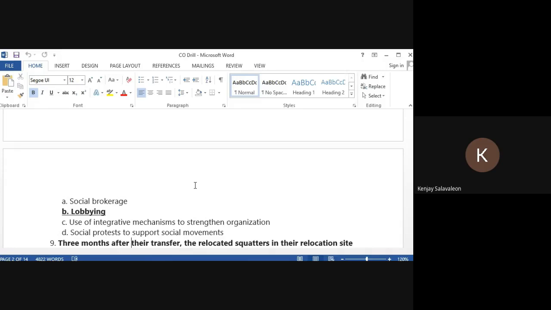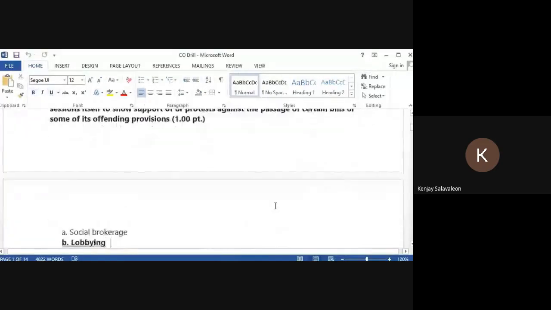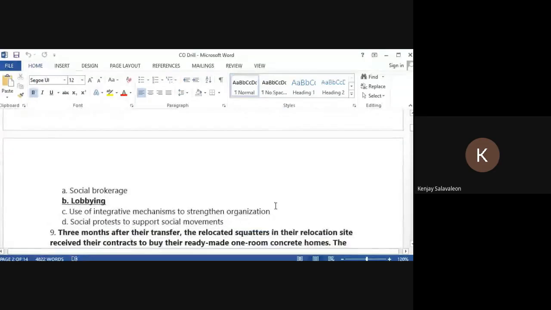Ito yung mas sikat, no? We tend to associate political or socio-economic movements, or yung mas kilala natin sa rally, as social action. It is one of the strategies, no? Marami pang ibang strategies ng social action. But we are looking for lobbying as an answer. Okay. Number 9.